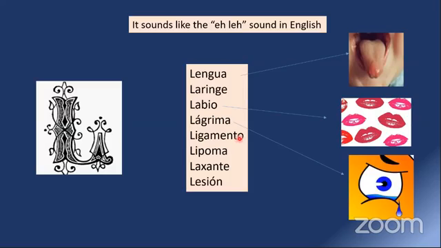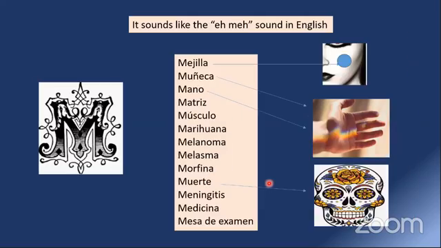Ligamento. You know what is that? Lipoma. You know what's that? Laxative. Laxante. Laxante. Take your laxante today because you are going to have your colonoscopy tomorrow. Take your laxante esta noche. Lesión. Lesión. You know what is that?